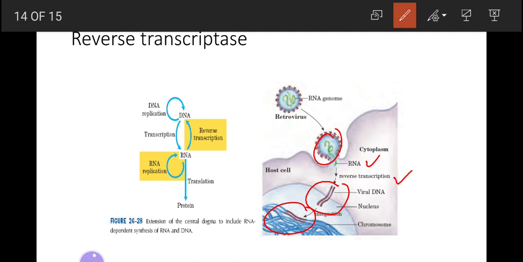Reverse transcriptase is also seen in transposons. Transposons are the DNA elements that move about the genome. These transposons are first transcribed to RNA, then the RNA is used as a template for DNA synthesis using the same enzyme, reverse transcriptase, and then this DNA is randomly inserted into the genome of mammals.